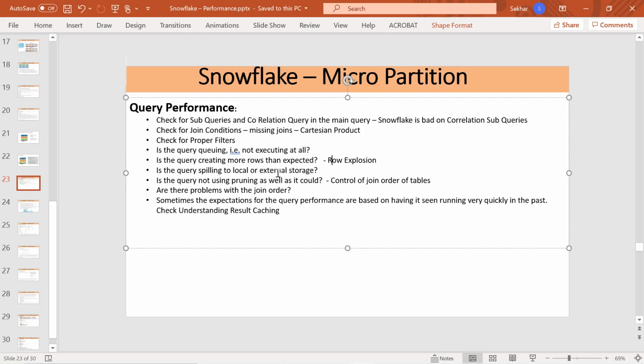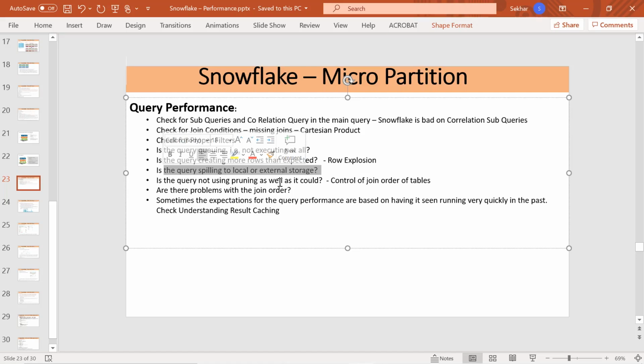And is the query spilling to local or external storage? Sometimes what happens is, when you are trying to do too much sorting, too much group by, and a huge set of data, the memory is not good enough for the virtual warehouse. It spills into the S3 buckets for sorting purposes, and that takes a lot of time. That is called spilling to external storage.